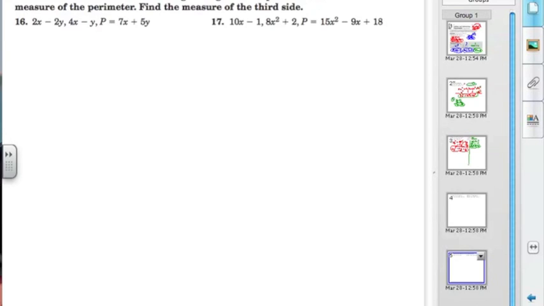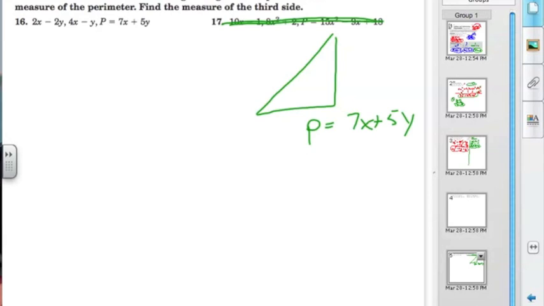All right, and now we start getting into the algebraic part of this and where it starts to play into geometry. If we know that we have a triangle, now remember a triangle is made up of 3 sides, so I'll just do one of these problems. We'll just do number 16. We have a triangle, and this is just a random triangle that the perimeter equals 7x plus 5y. Anytime you have a geometry shape, you should draw just something so you get an idea of what it looks like. It doesn't have to be drawn to scale.